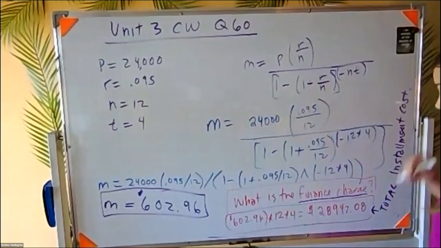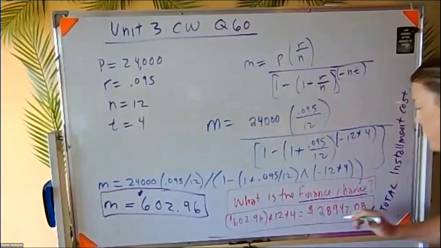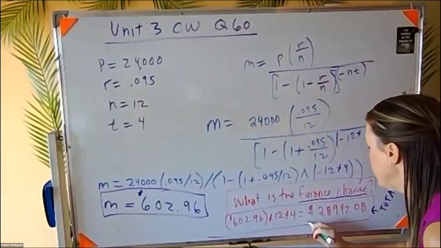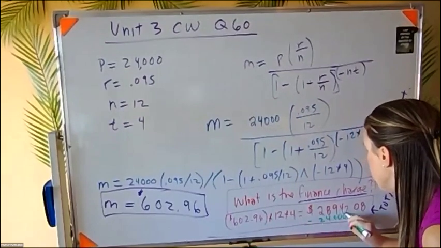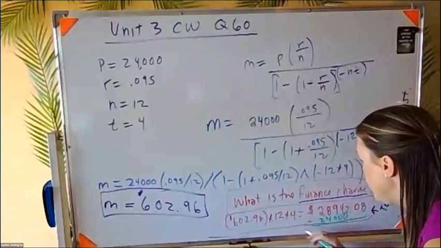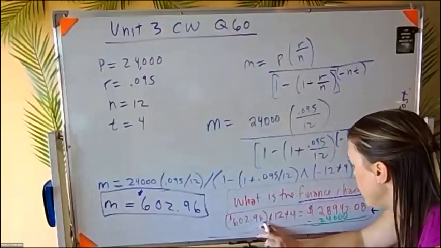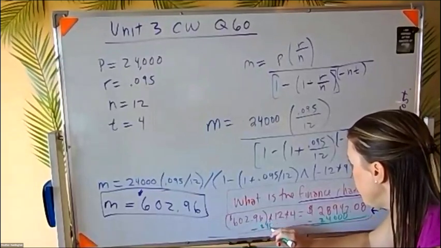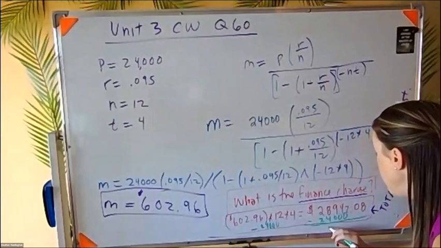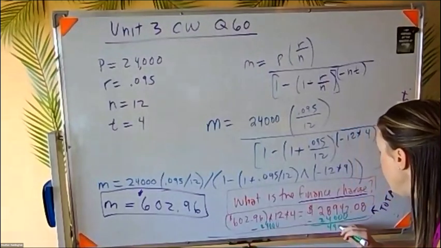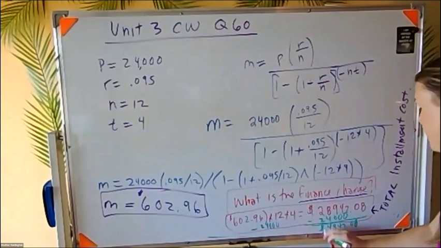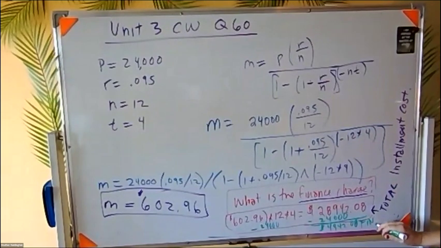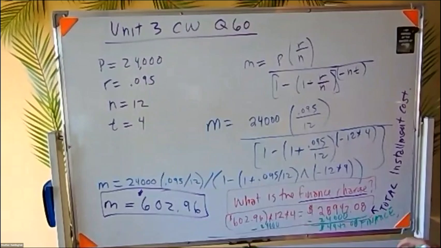So I wish I had more space. So yeah, we're going to do minus the amount that we borrowed. I'm going to just write it over here too. So that means it's going to be $4,942.08 is our finance charge. That's how much we paid the bank to borrow $24,000.